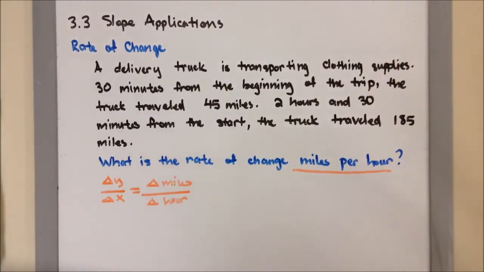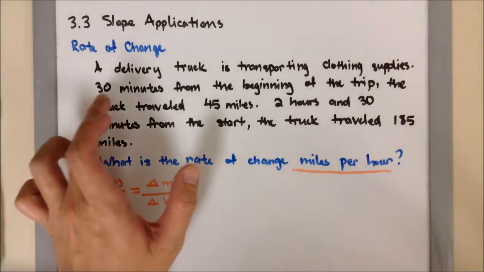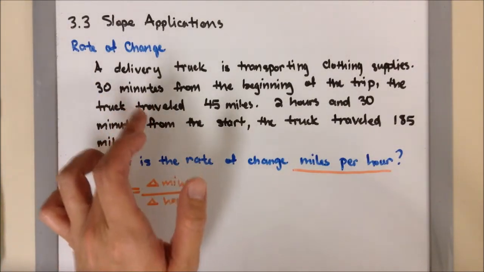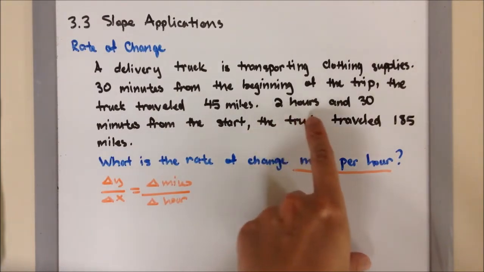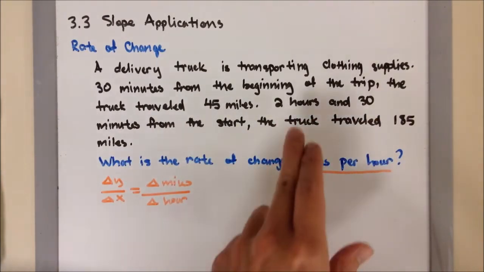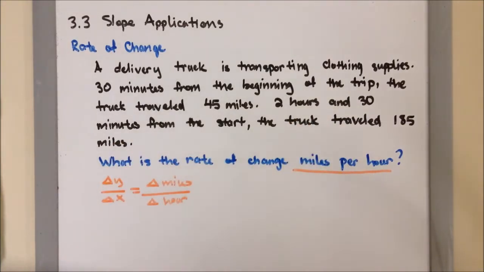Now the one thing we have to watch out for is, if we look at the problem, the first part says 30 minutes. This is in minutes, but not in hours. And then the second part here, 2 hours and 30 minutes. Even though it has hours, it actually has minutes. So if you're given minutes, but it's asking you in hours, you can still convert minutes into hours.